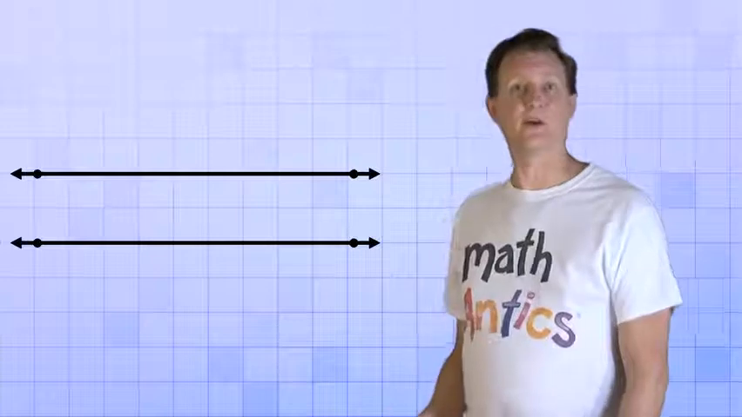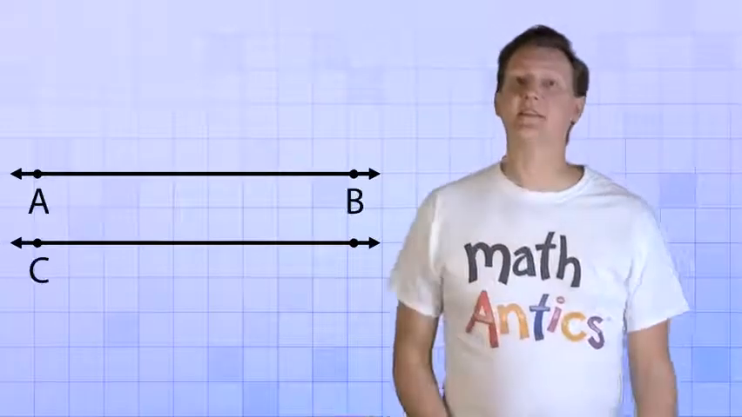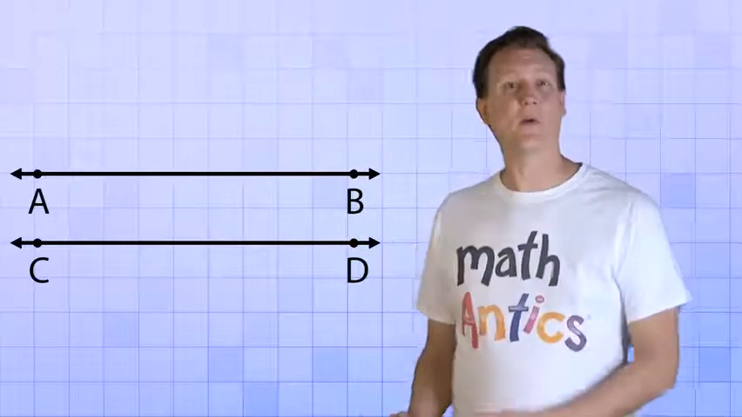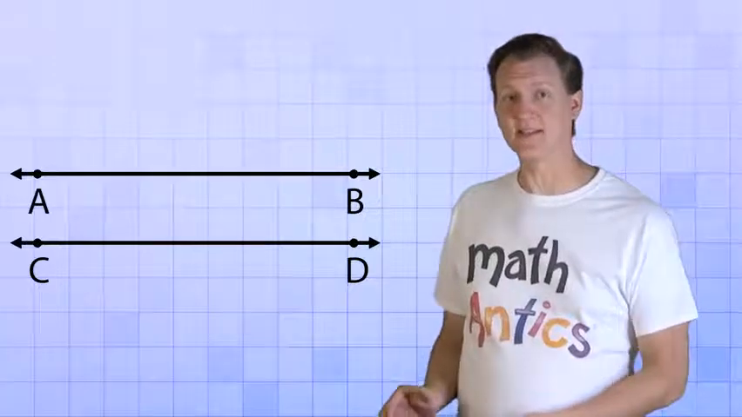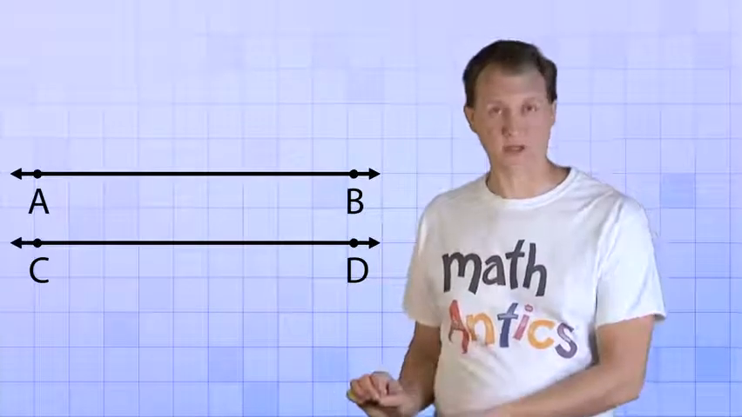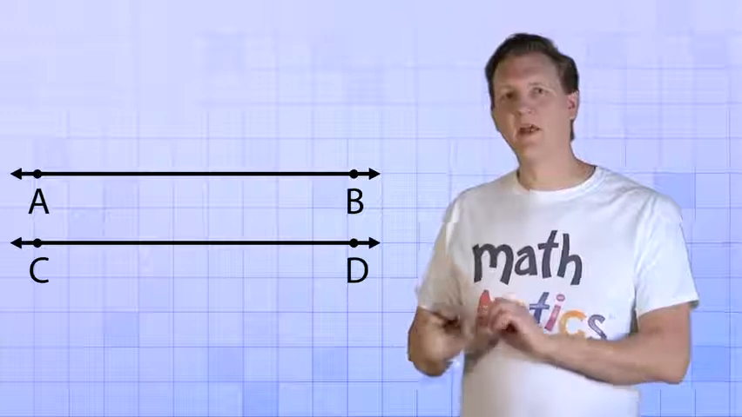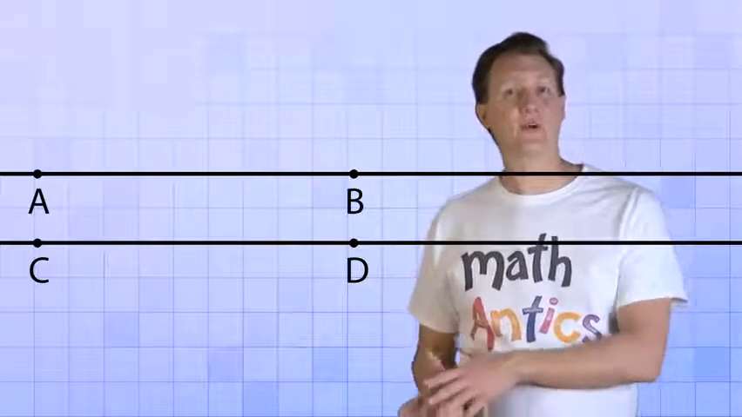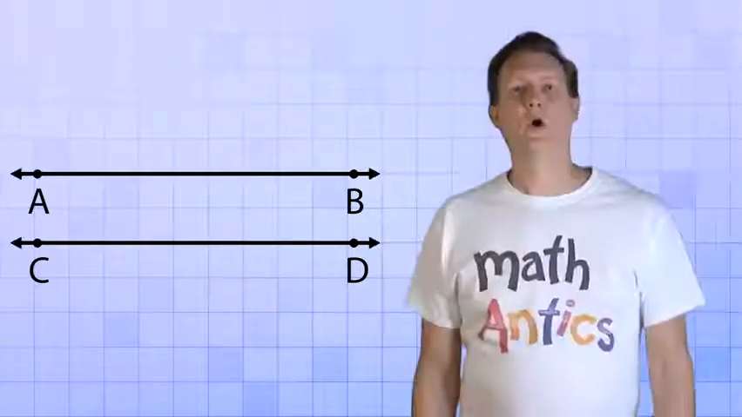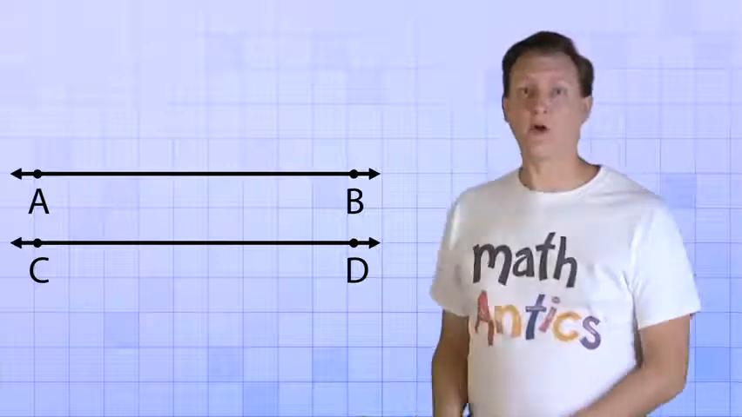These lines are conveniently called line AB and line CD. Now, the important thing to notice about these two lines is that they're pointing in exactly the same direction. So even if we extend them forever, they would never cross or even get closer together. When two lines are arranged like this, we call them parallel.